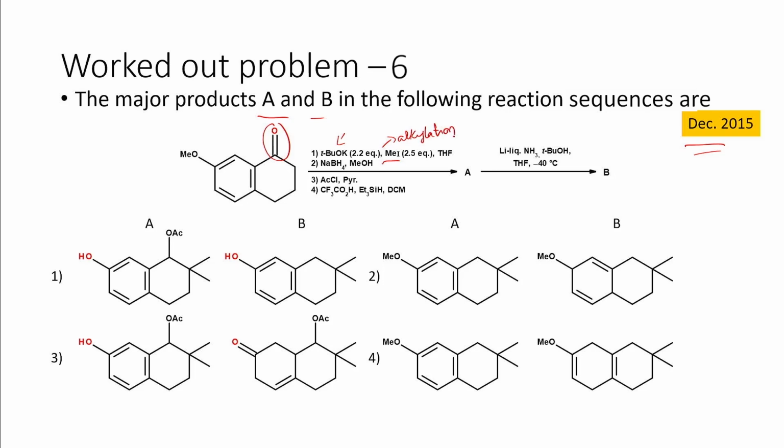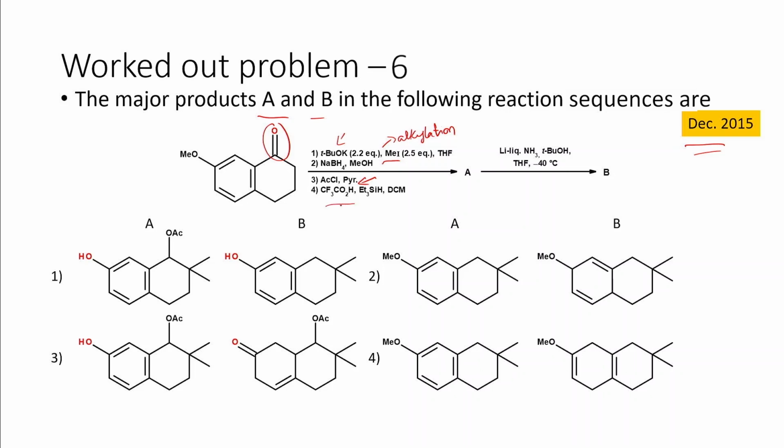So this is the first step, and then it is followed by sodium borohydride and methanol. After the alkylation is over, what we are doing is the reduction of a carbonyl group, because sodium borohydride is generally used for the reduction of the carbonyl group. So that means we may end up with an alcoholic product. Then the third one is reaction with acetyl chloride and pyridine. This is nothing but the acetylation of the alcoholic unit that is formed in the previous step.